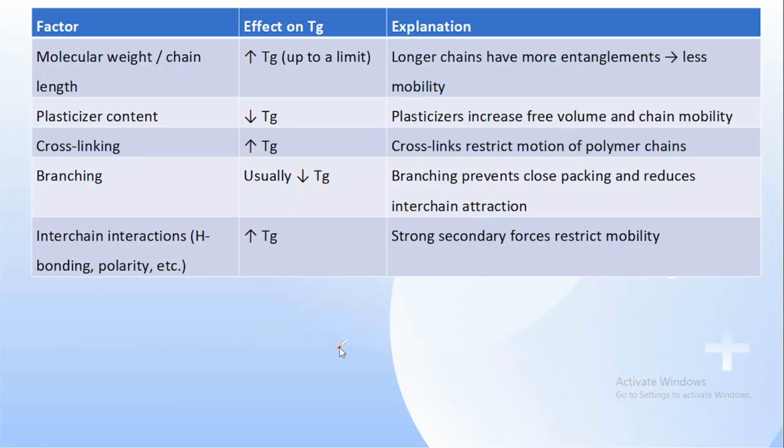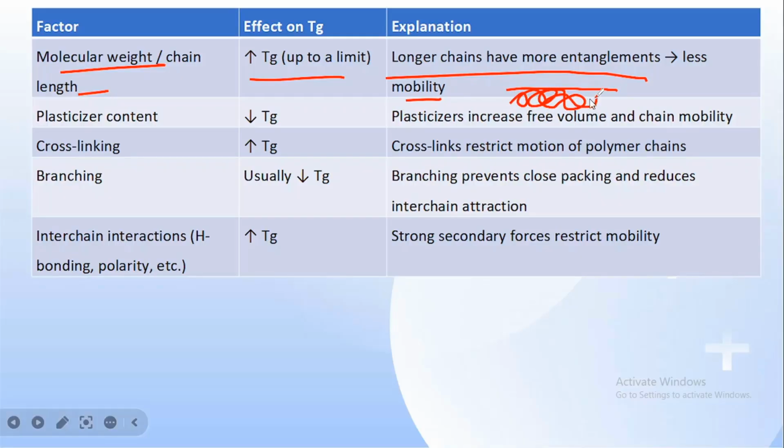So let's see each factor given in the question. Molecular weight or chain length: Tg goes up to a certain limit. Explanation: longer chains have more entanglement and less mobility. If the chain is longer, there are more chances of getting entangled. If it's short, it will not entangle as much. So that is the fundamental.